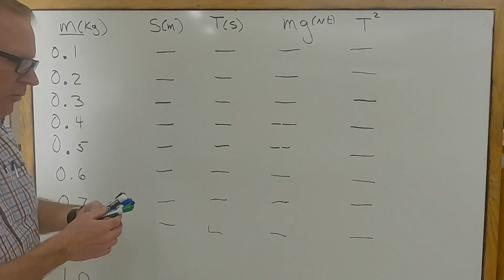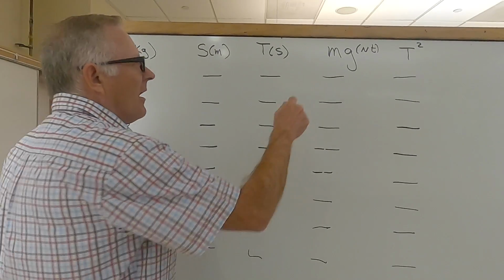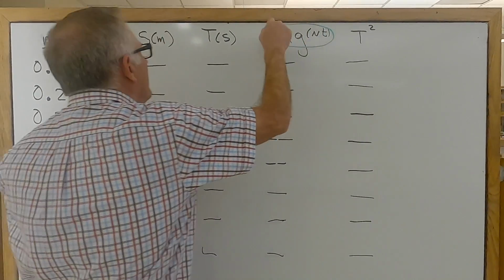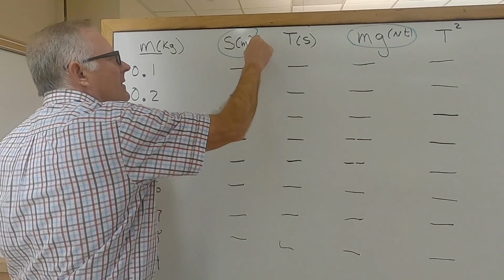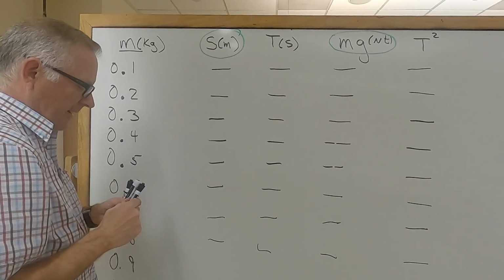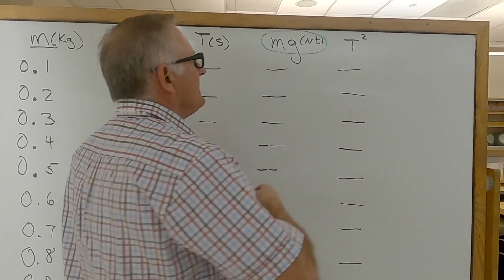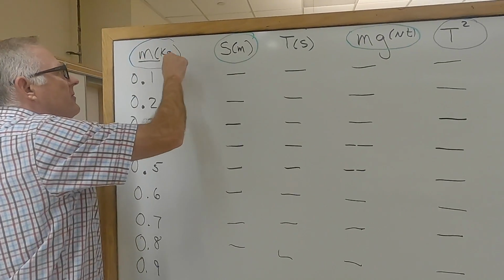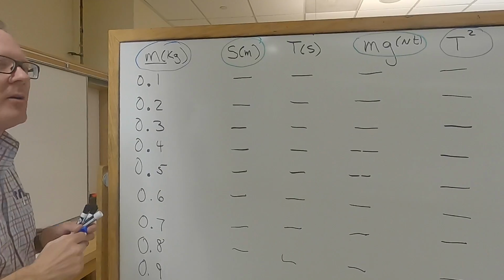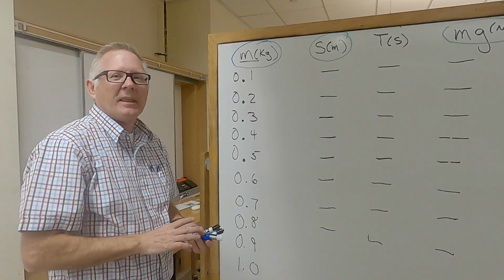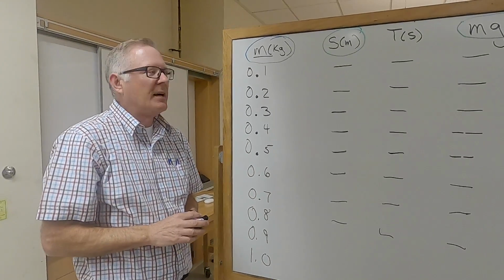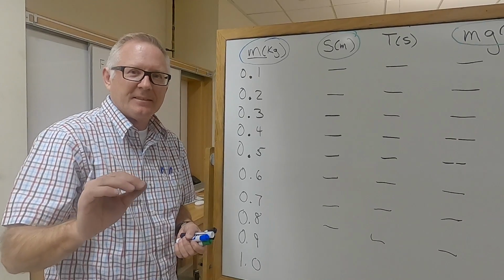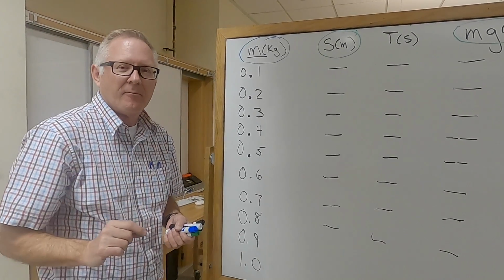And so then what are we going to do? Our two plots are mg versus s. That's our one plot. And our second plot was t squared versus the mass right there. And so for that next one, that's what we'll calculate. We'll just do that in the next video.